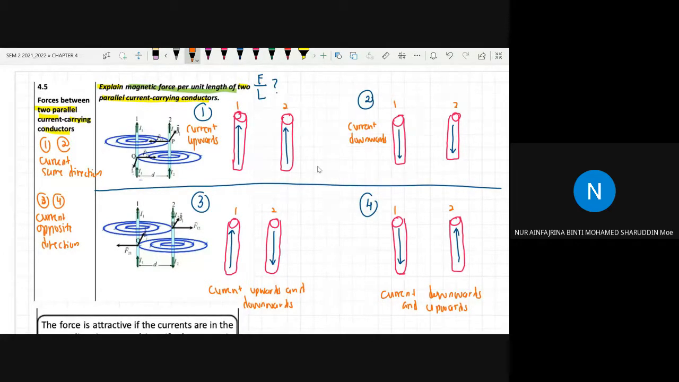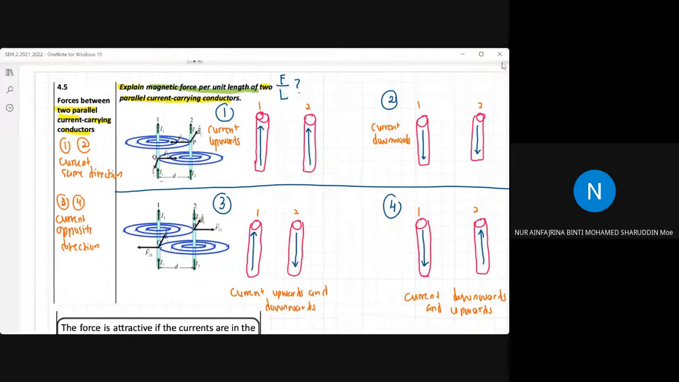Okay, Miss repeat. Kita ada direction of current. So daripada direction of current, kita boleh dapat direction of magnetic field. Tetapi daripada direction of magnetic field lah kita boleh dapat magnetic force. Tetapi untuk kes di mana kita letak dua wire bersebelahan, magnetic field of wire 1 yang akan influence magnetic force of wire 2. Magnetic field of wire 2 yang akan influence magnetic force of wire 1.